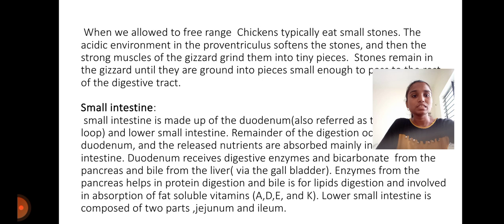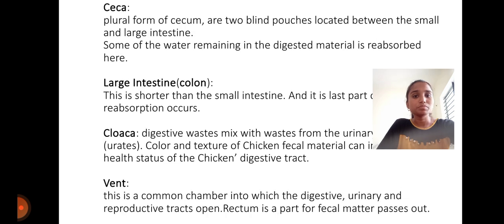Next we have the small intestine. It is made up of the duodenum and the lower small intestine. Remaining digestion occurs here in the duodenum, and the released nutrients are absorbed mainly in the small intestine. The lower small intestine is composed of 2 parts, the jejunum and ileum.